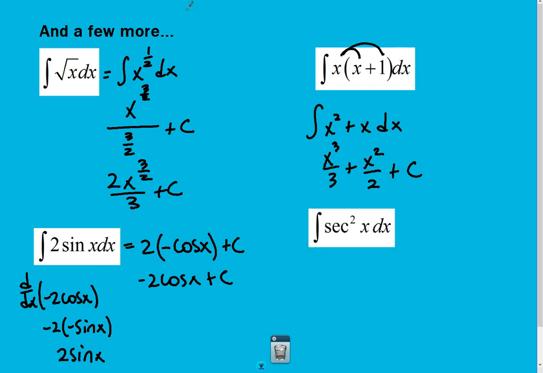Secant squared, another trig one. Well, secant squared seems pretty common. I think we've talked about that before. The derivative of something is secant squared. Question is, what is that something? I know what the something is. That something is the tangent of x plus c. So remember how we were able to take the derivative? Now you're going to be able to go the opposite direction and take the antiderivative. How cool is that?